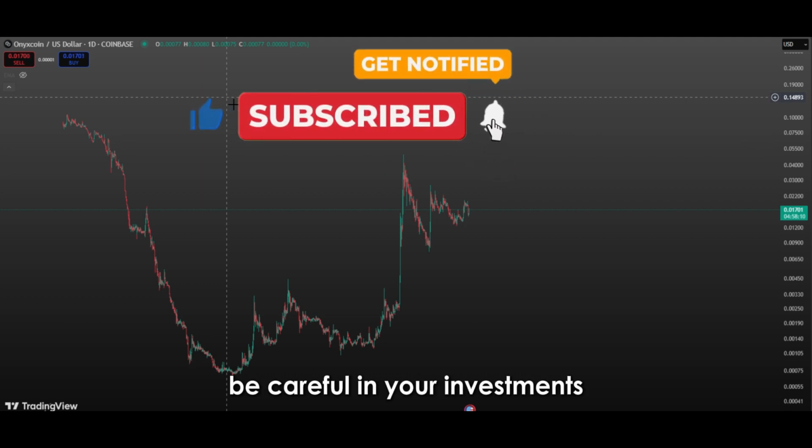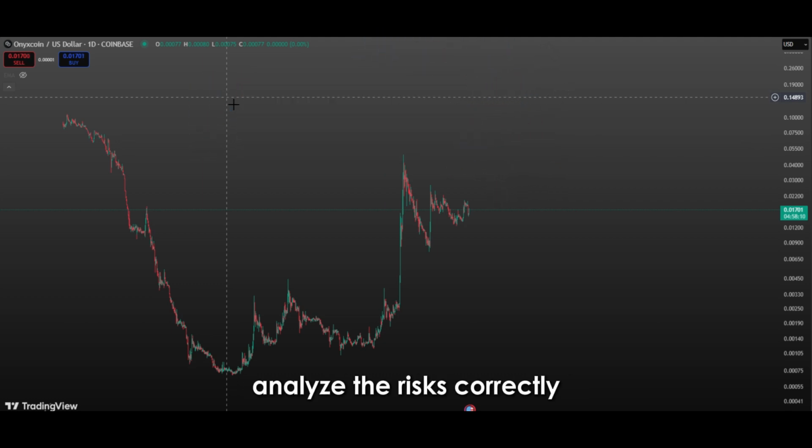Be careful in your investments. Analyze the risks correctly, and always take strategic steps.